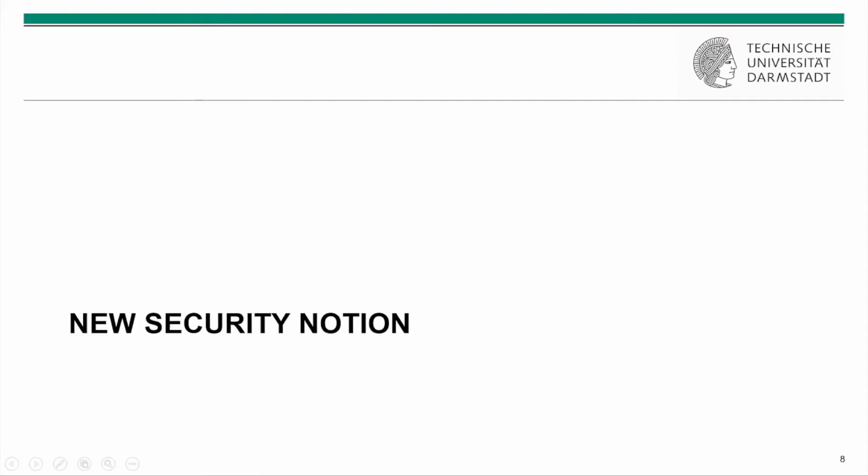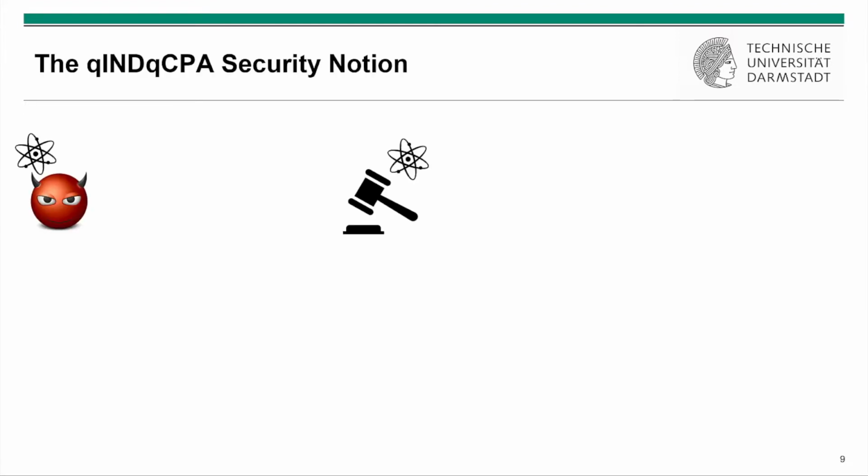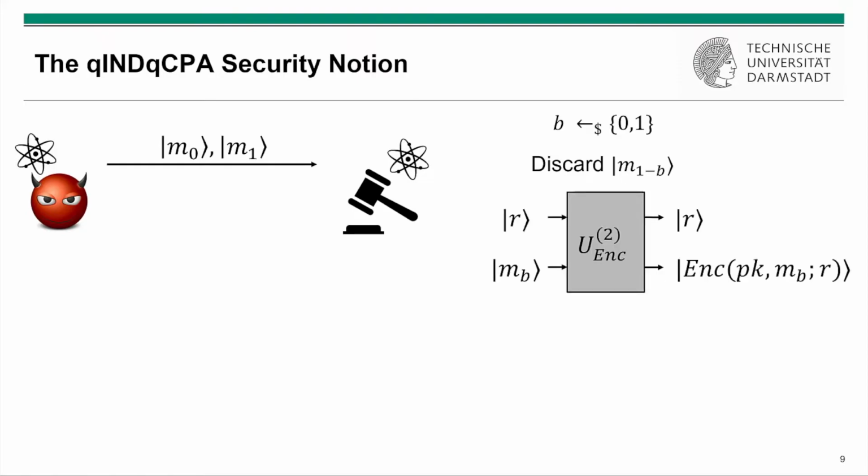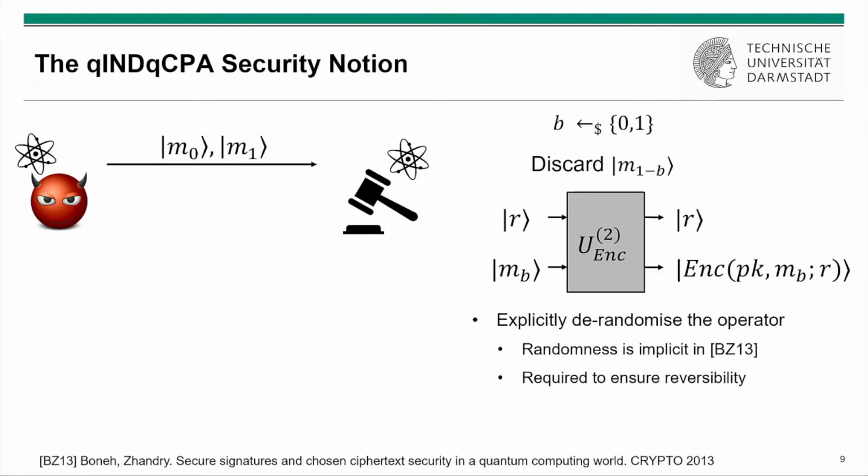Based on these type 2 operators, we develop a new security notion in the QS2 setting. So our security notion called qINDqCPA works as follows. So again, we have the adversary and the challenger, and the adversary will send two message registers M0 and M1 to the challenger. The challenger will flip a bit B at random. Depending on the bit, it will discard the message M1 minus B, and then it will apply the type 2 encryption operator to the other message MB. And what you can see here is we now explicitly de-randomize the operator, so you can see we have the randomness as both an input and an output of the circuit.